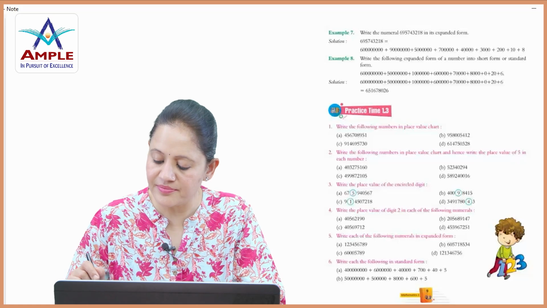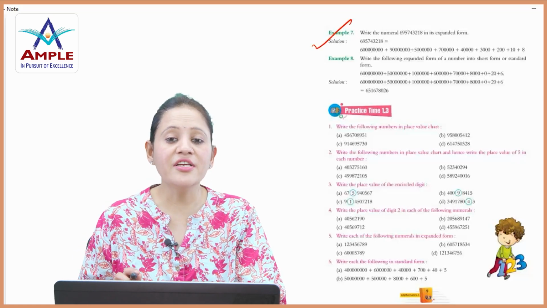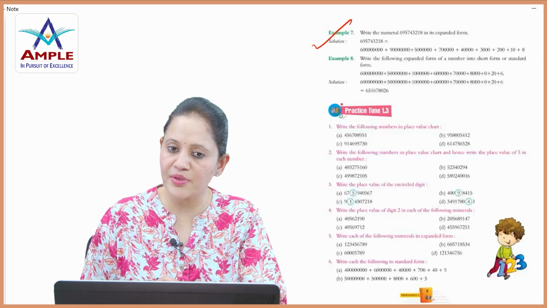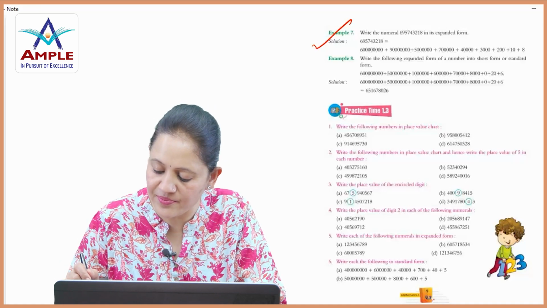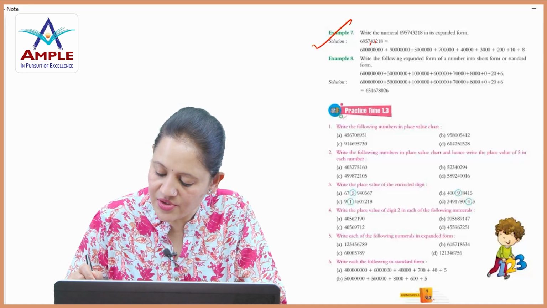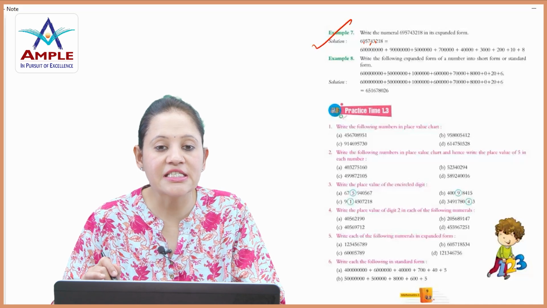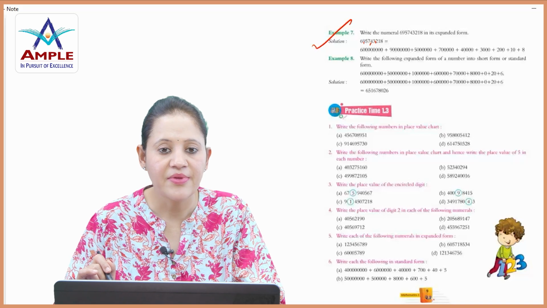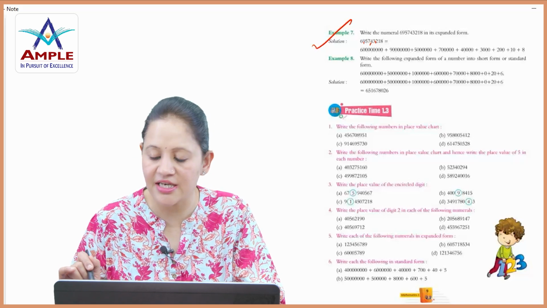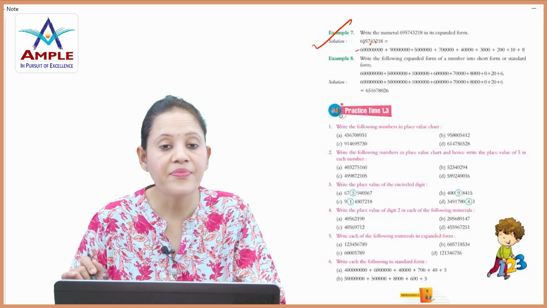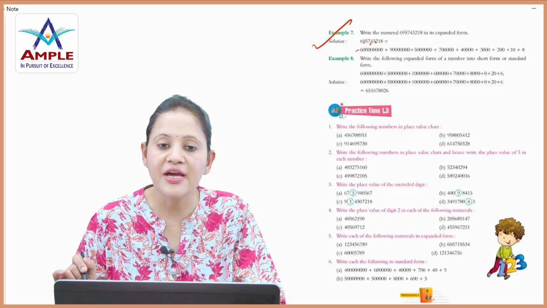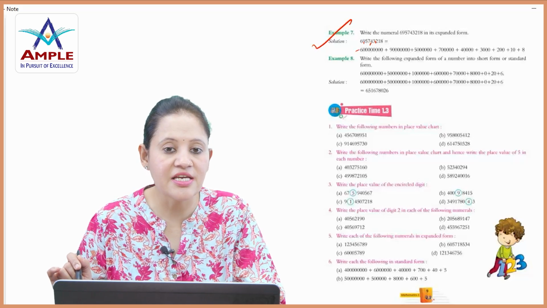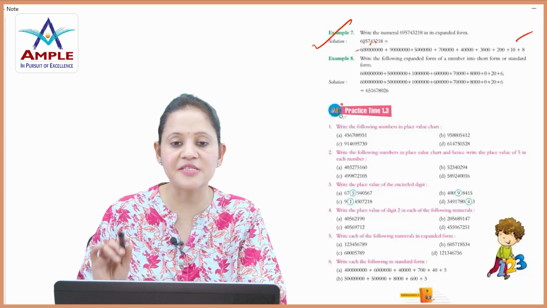Next, we will take an example. Write the numeral in expanded form. So, here the numeral is given, we have to write it in expanded form. So, our number is 69 crore 57 lakh 43,218. So, we will write in expanded form, that is 60 crore plus 9 crore plus 50 lakh plus 7 lakh plus 40,000 plus 3,000 plus 200 plus 10 plus 8. This is how we will write in expanded form.